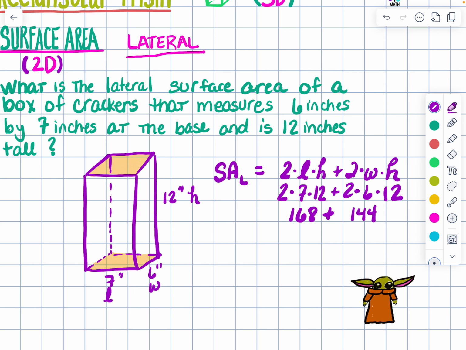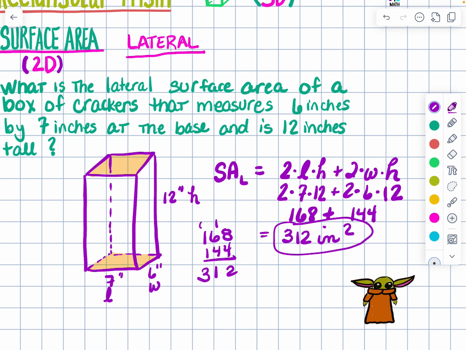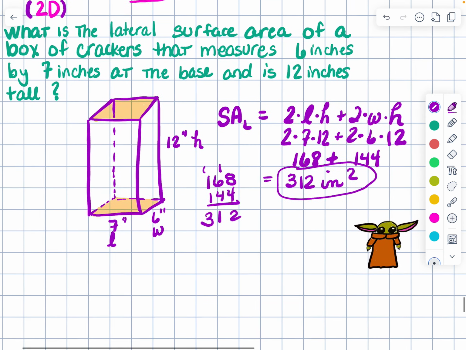So now I need to add these 2 things together. 168 and 144. 8 and 4 is 12. That's 11, and that's 3. So this is 312 inches squared. That's my lateral surface area.